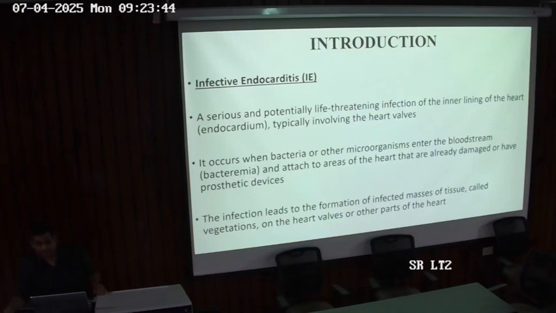That is important to know, that the infection is in the form of vegetation. Vegetation is composed of some platelets, some fibrin tissue and infective organisms on the part of the heart that is damaged, or the heart valve or the prosthetic valve.